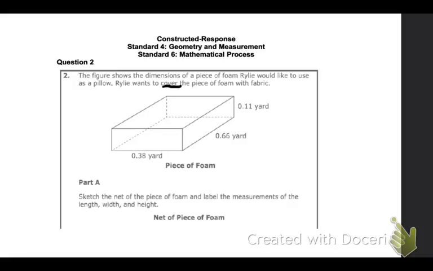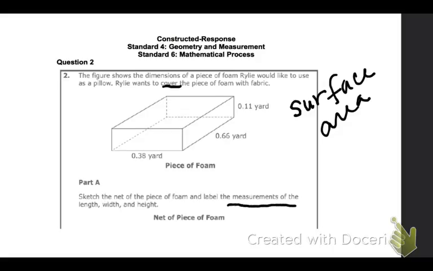Cover tells me that we are going to be looking at surface area, which I always think about wrapping a present. That's what goes in my head when I have to think about the formula. Sketch the net of the piece of foam and label the measurements of the length, width, and height. I want to make sure I label well.